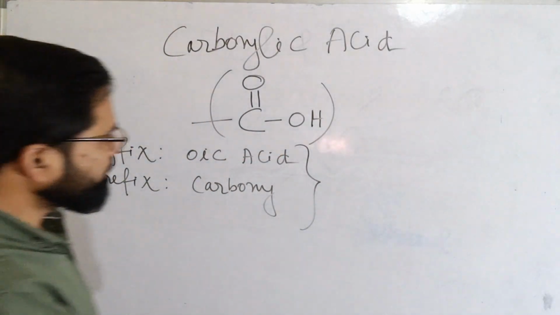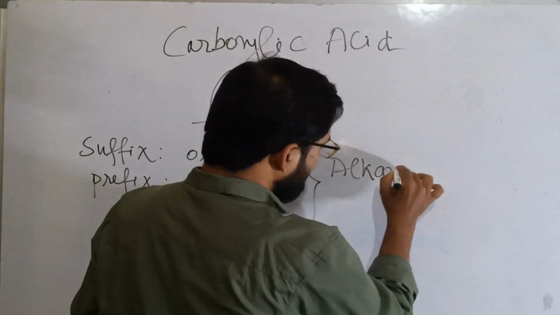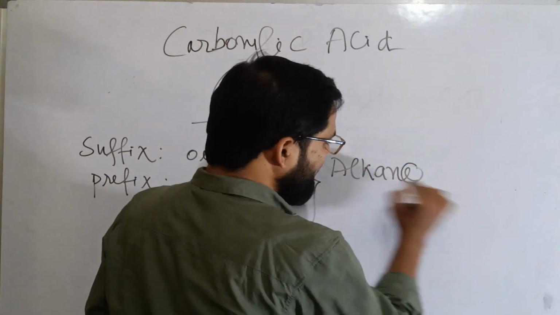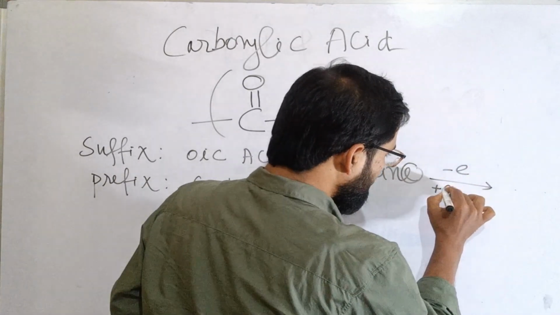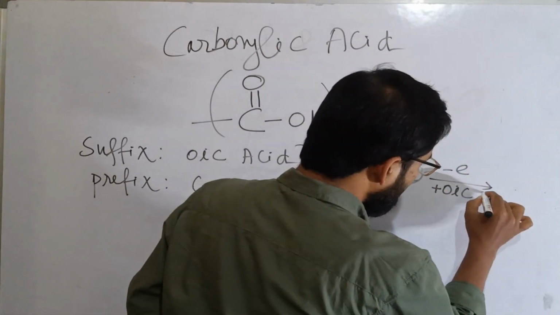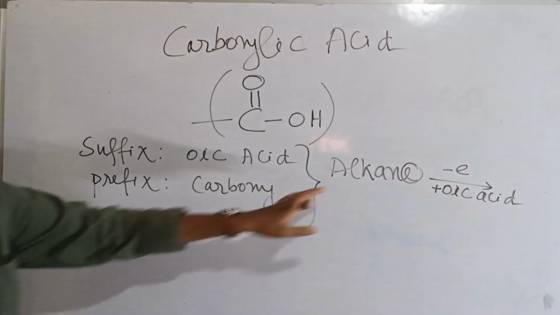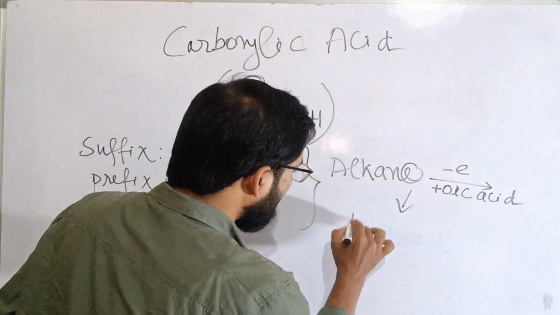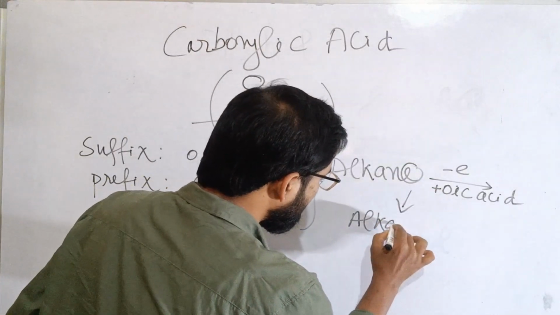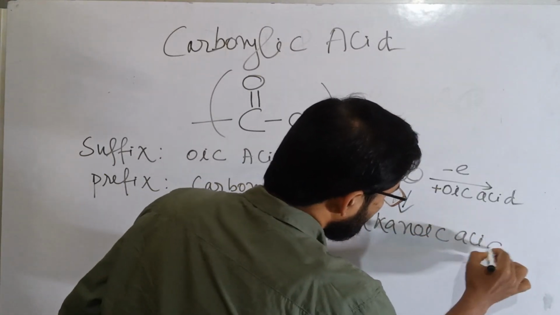So how to write the name? Here, from alkane, you have to remove the E and add oic acid. So that will be alkanoic acid.